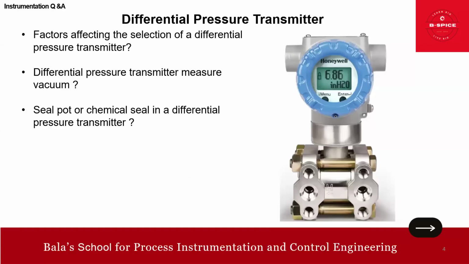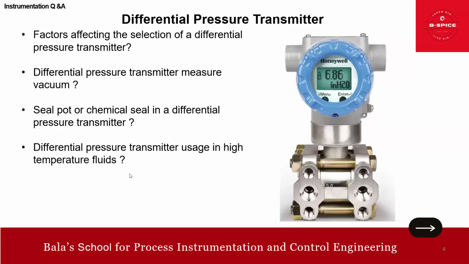Okay. Yes, the point is seal pot or chemical seal in a differential pressure transmitter. So basically, this is a device used in a differential pressure transmitter to isolate the transmitter from the process fluid. That is the point. So basically, the seal pot is filled with a sealing fluid that transmits the pressure without allowing the process fluid to contact the transmitter. So that is the point.